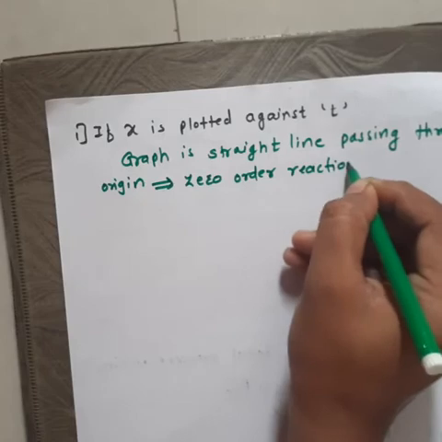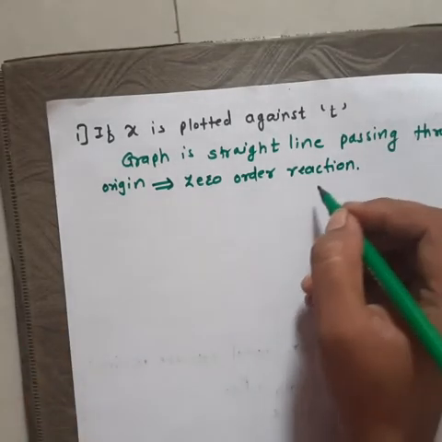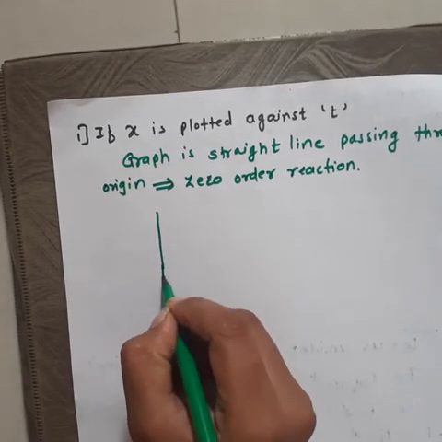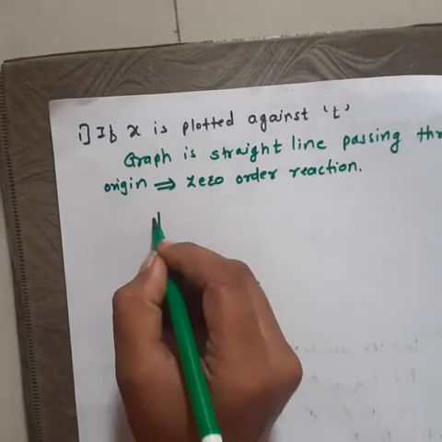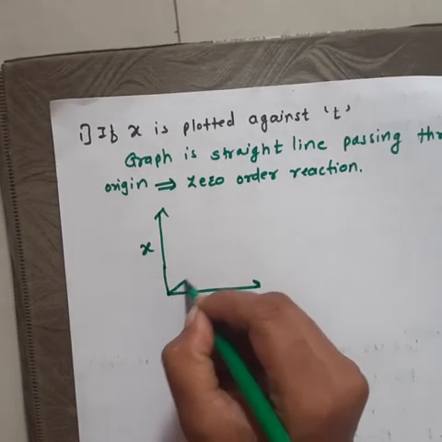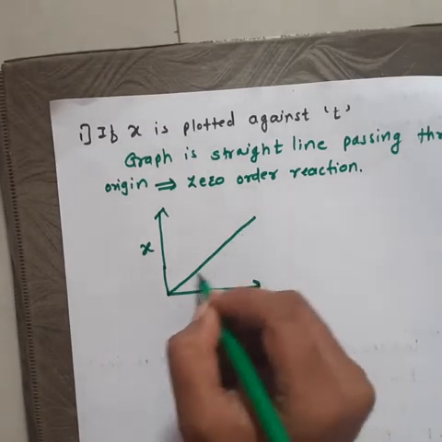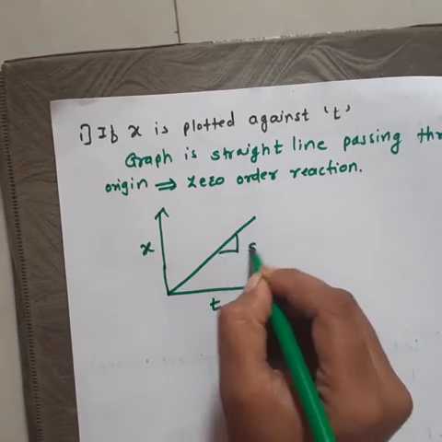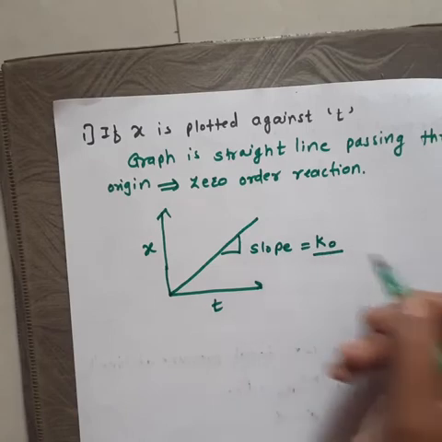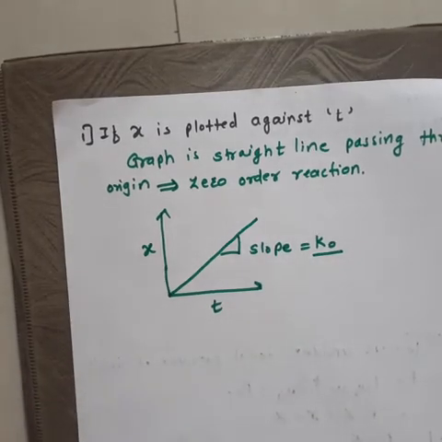Because what was the equation for zero order? As we have studied, x is equal to k0 into t. So this is the graph for zero order: x against time t is a straight line passing through the origin, having slope equal to k0. k0 is the rate constant for the zero order reaction.